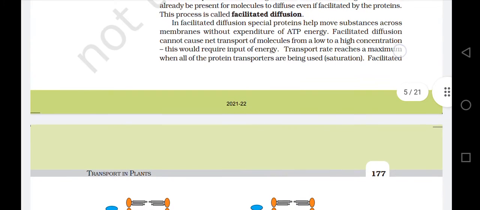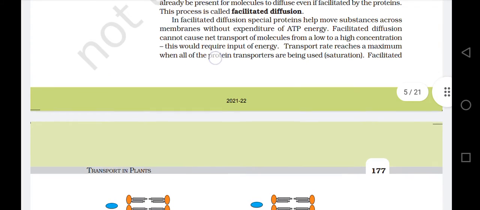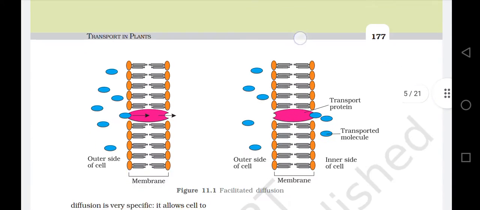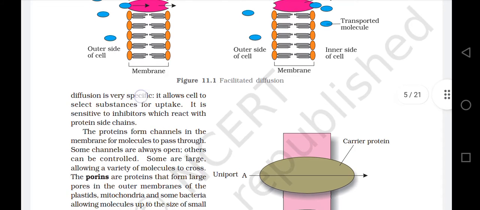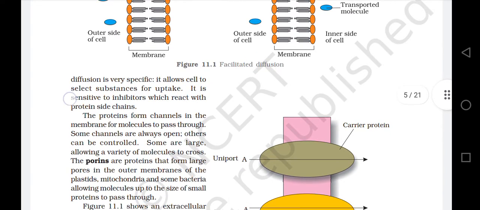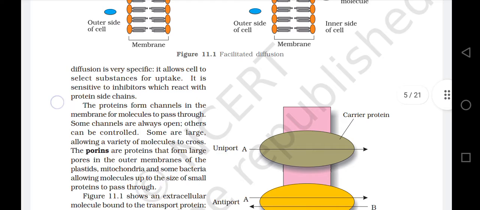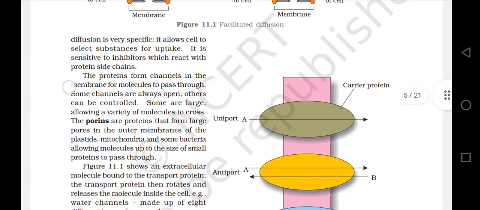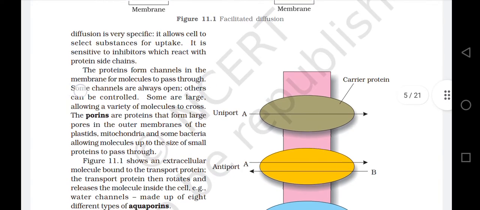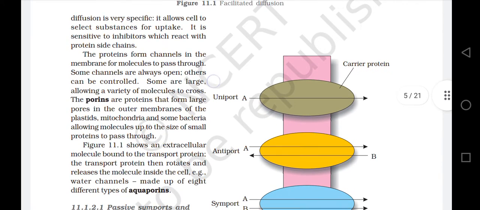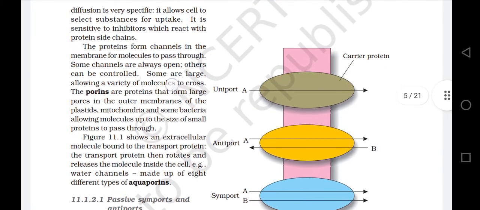Transport rate reaches a maximum when all of the protein transporters are being used, or saturation. Facilitated diffusion is very specific. It allows cells to select substances for uptake. It is sensitive to inhibitors which react with protein side chains. The proteins form channels in the membrane for molecules to pass through. Some channels are always open. Others can be controlled. Some are large, allowing a variety of molecules to pass.